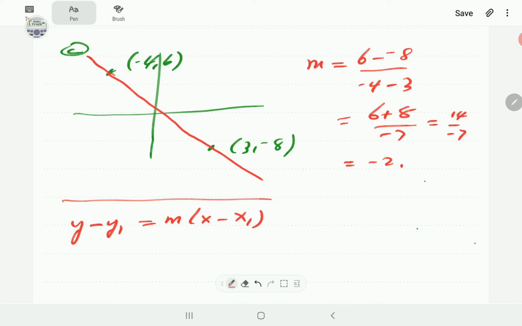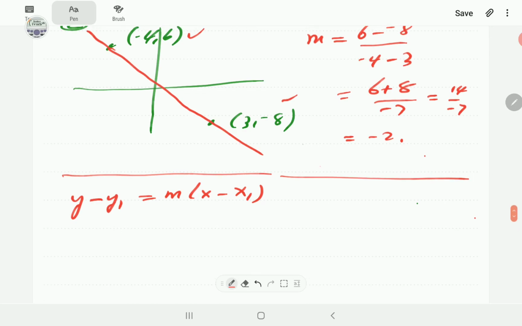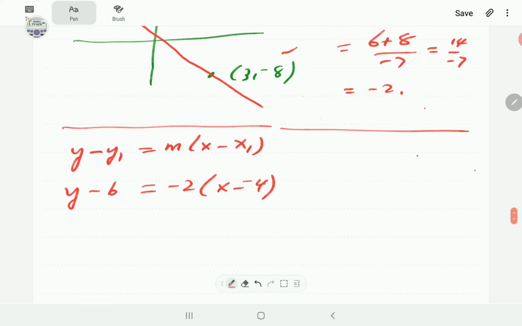Now, which point do we use, this one or this one? And the answer is, it doesn't matter actually. I'm going to demonstrate that you get the same equation whichever of the 2 points you use. First of all, I'm going to use this one. So for that one, we're going to have y minus 6, m is negative 2, then we're going to have x minus negative 4.